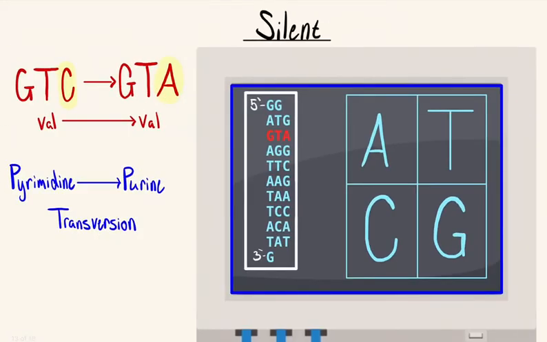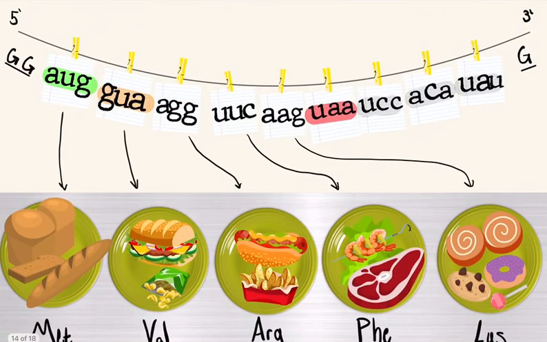Silent mutations are when the nucleotide error results in a different codon but still codes for the same amino acid meal as the original codon. GTC to GTA is a transversion mutation. Because both GUC and GUA code for valine amino acid, the chef makes the correct protein despite the mutation.